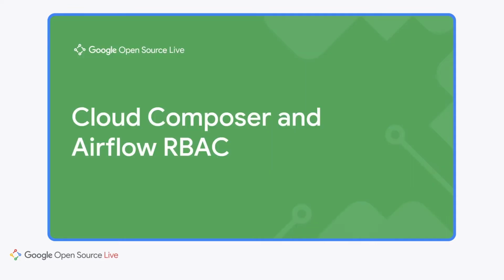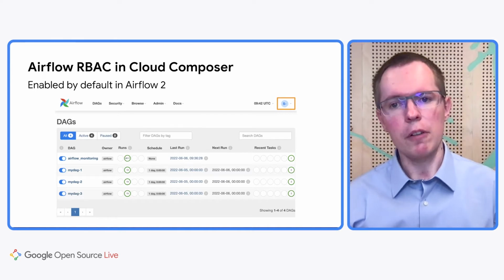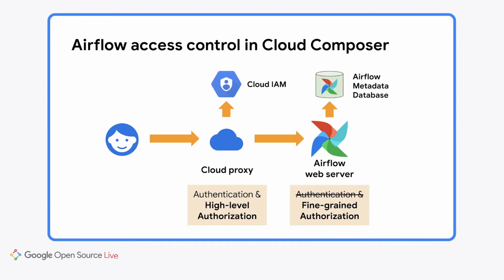So, what does Airflow RBAC look like in Cloud Composer? When you create a Cloud Composer environment with Airflow 2, Airflow RBAC UI is enabled by default, because that's the only kind of UI available in Airflow 2. And you can see in the top right corner that you are automatically logged into Airflow UI after you pass the Google authentication. The overview of the integration setup is presented in this diagram.